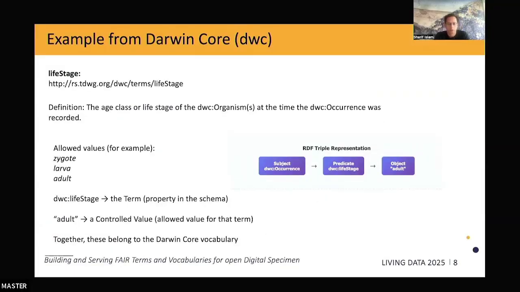Let me give an example from Darwin Core to understand this better. So let's say we're interested in the life stage, and we know that when we're collecting data, this information is there, and it occurs within the Darwin Core occurrence dataset. So in this example, the life stage is the term, and of course, this is a property in the data schema. And then imagine in this implementation, we only allow 3 values. An adult is one of the control values that's attached to the life stage. And of course, it has a relationship to the occurrence dataset.